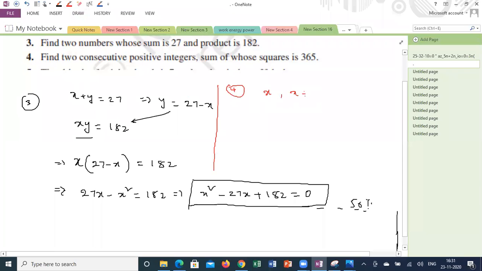x and x plus 1 are the two consecutive positive integers. Why do they mention positive integers? In a quadratic expression, if you get negative numbers, you can omit them. So x square plus (x plus 1) whole square will be equal to 365. Using this equation, frame the quadratic equation and solve.